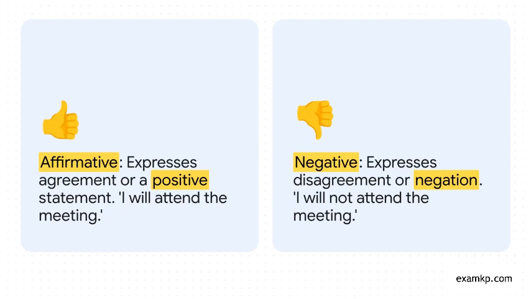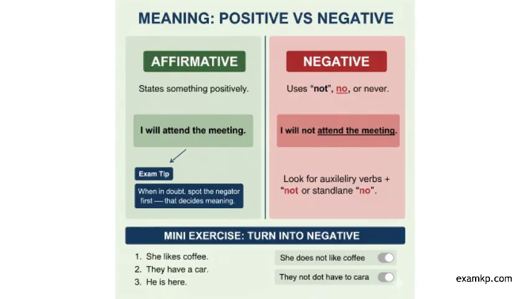I will attend the meeting. A negative sentence, on the other hand, negates it, usually with words like not, no, or never. As in, I will not attend the meeting. It's a really clear contrast.